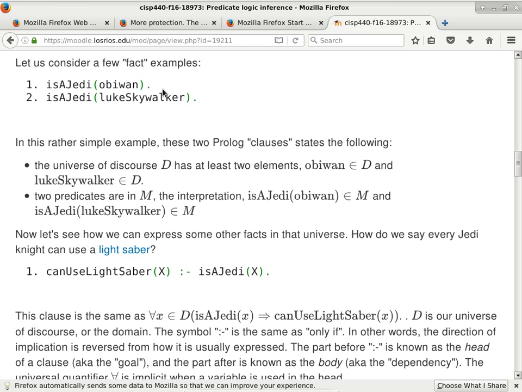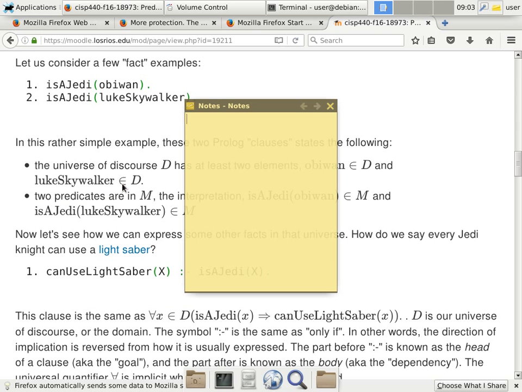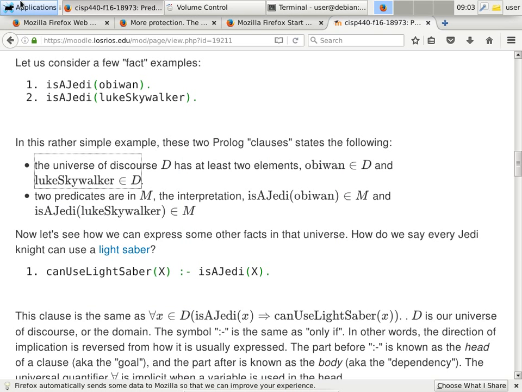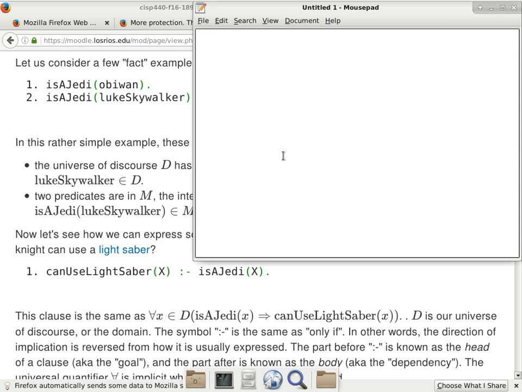Is that okay? All right, let me just use a text editor here, just so that instead of just talking about it, we can actually see what I mean. Okay, so is a Jedi Obi-Wan with a dot here is really the same thing as, it's a shorthand of saying is a Jedi Obi-Wan only if it is true. These two are exactly the same.